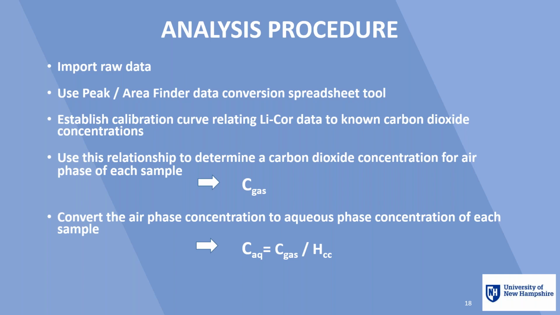So once the raw data was collected, we could use the calibration curve from known standards that had also been measured, and then the relationship could be used to determine a carbon dioxide concentration for the air phase of each sample. And then once we had the air phase concentration for each sample, the aqueous phase concentration, which is what we really needed, could be calculated using the Henry's law relationship.